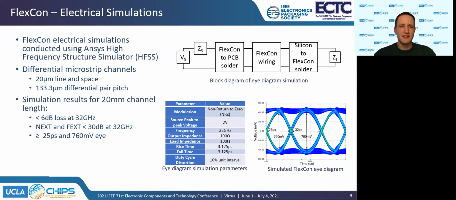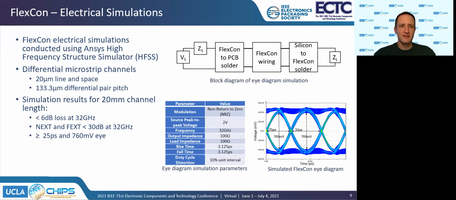To analyze the signal integrity of FlexCon, 3 separate simulations were conducted in HFSS, which are the microstrip channels, which I've just shown, the solder connection from the FlexCon to a PCB, and the solder connection from the FlexCon to a silicon wafer. The results from these simulations were exported into equivalent circuit elements in ANSYS Circuit, which is a SPICE-based simulation software. The block diagram in the top right shows the circuit analyzed here, and parameters are shown in the table at the bottom left. The resulting eye diagram is shown in the bottom right, where we observe excellent signal integrity.